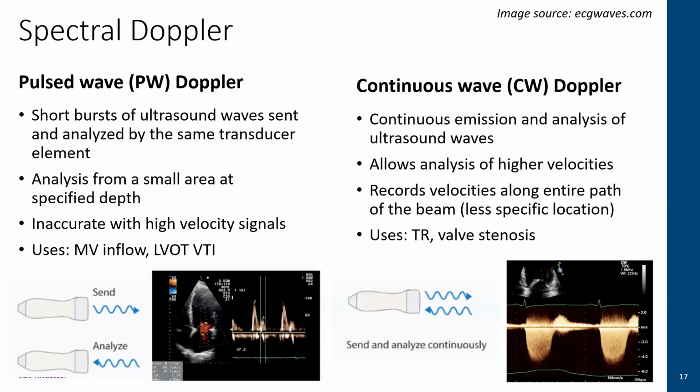And then your continuous wave Doppler, you have continuous emission and analysis of ultrasound waves. It uses 2 piezoelectric crystals, one that's going to send the ultrasound waves out and the other that analyzes reflected sound waves continuously. So this allows for analysis of higher velocities, and then you can also record velocities along an entire path of the beam, but it means that you aren't going to get a specific location. And so we use this with TR, tricuspid regurgitation, and with valve stenosis.